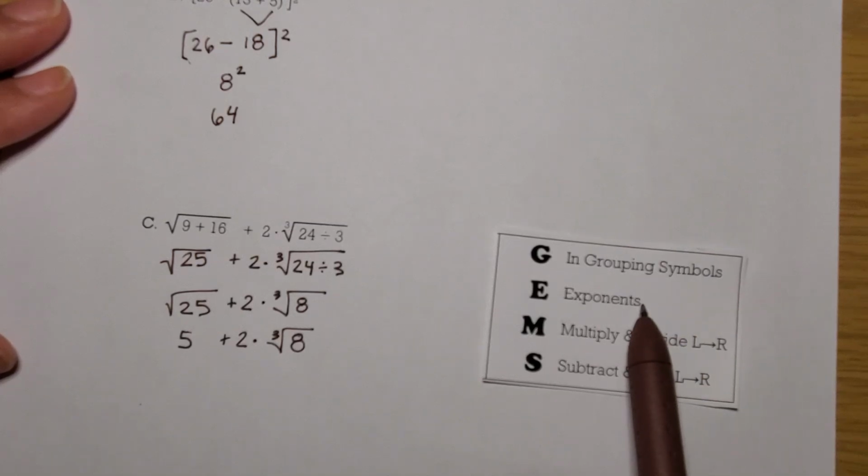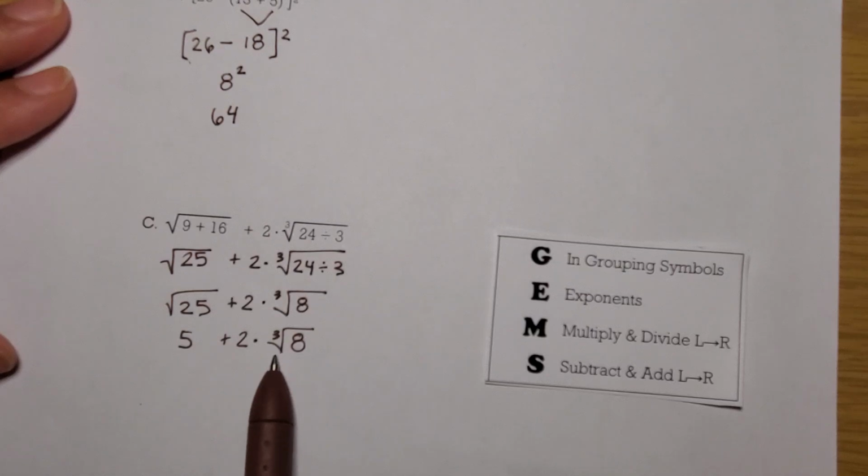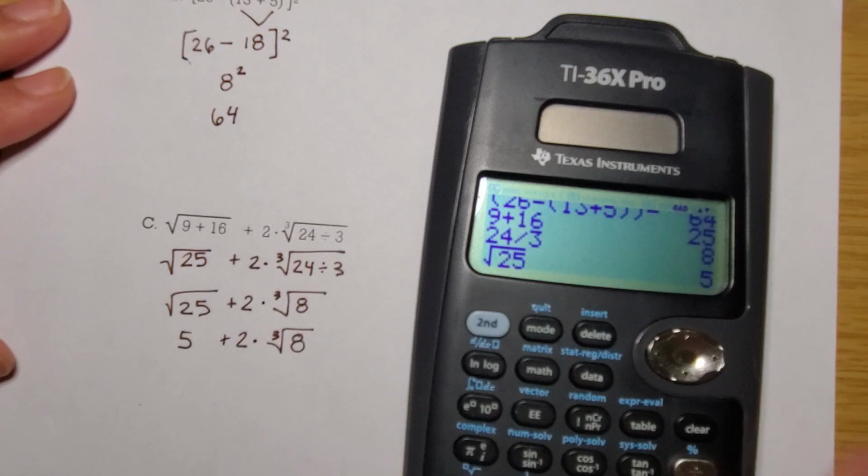So let's check to see if there are any more exponents and radicals. So we've got a 5, 2, a radical here. So we're going to have to do this cubed root of 8. Again, I'm not going to stress about this. My calculator will do that for me. So I'm going to enter in the cubed root.